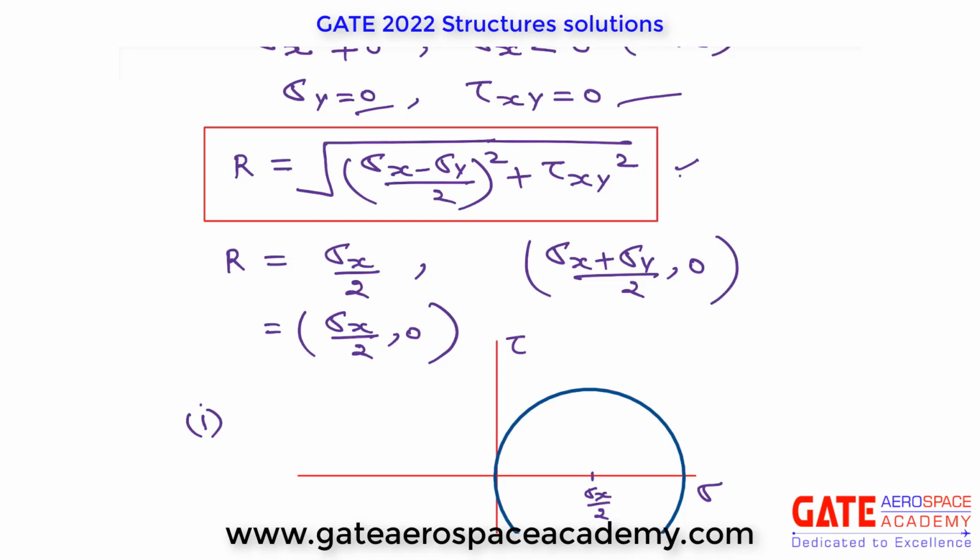This is for the radius, tau xy is 0, sigma x is negative, so square of this will be positive only. So sigma x by 2 will be the radius again, and location of center is given by sigma x plus sigma y by 2 comma 0. So sigma y is 0 and it will be equal to minus sigma x by 2.